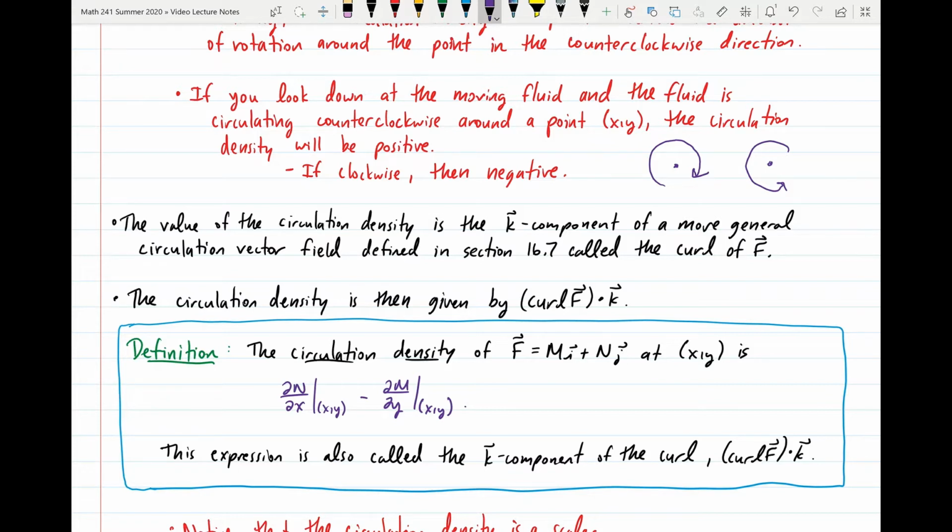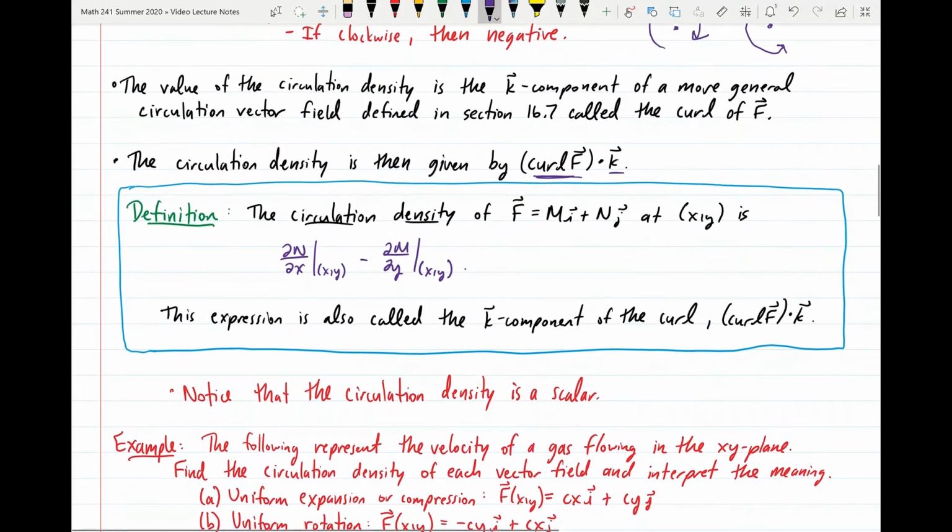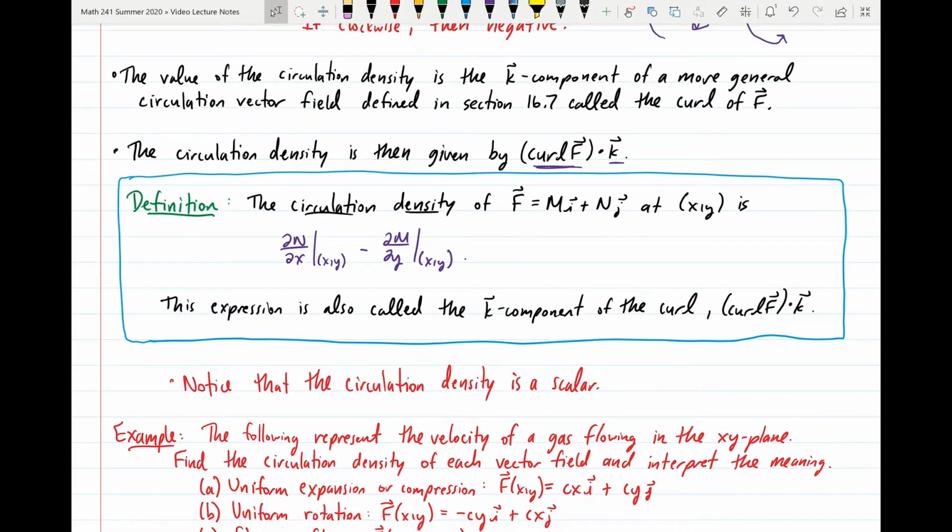So if you have one vector field, then you can make another vector field called the curl of F. And this circulation density is just the k component of the curl of F. So the circulation density would be given by the curl of F, which is some vector field based off of F, but different, dotted with k, the standard unit vector in the positive z direction. But anyways, this will lead us to our first technical definition here.